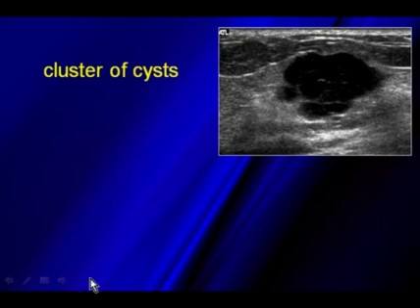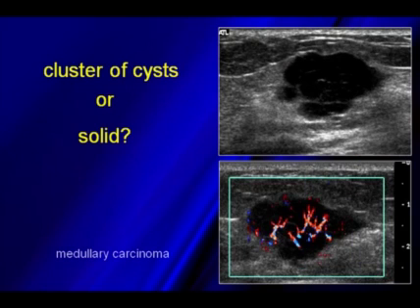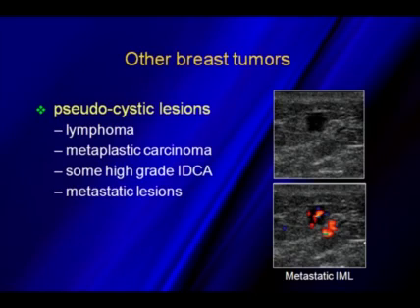Now, this looks like a cluster of macrocysts that I had shown you earlier, or could it be something solid? By using color Doppler, you can see this lights right up like a campfire. We know that this is not a cystic lesion. This was biopsied and proven to be a medullary carcinoma.